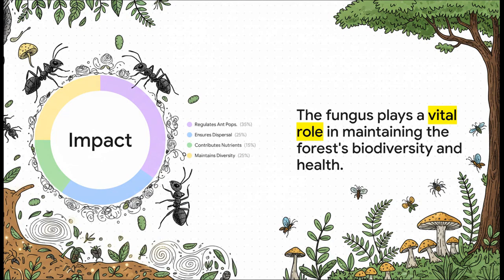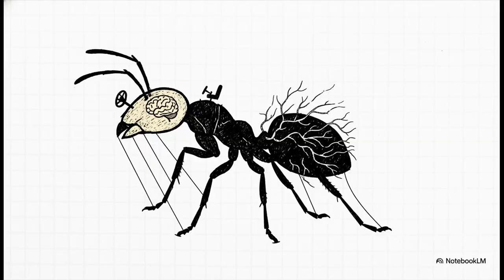Now, I know this all sounds pretty gruesome, and it is. But this whole process actually plays a really important role in the ecosystem. The fungus helps keep ant populations under control so no one species can just take over. And, by doing its thing, it helps with nutrient cycling and actually maintains the incredible biodiversity of the entire forest. So what's the big lesson here? What should you take away from all this?